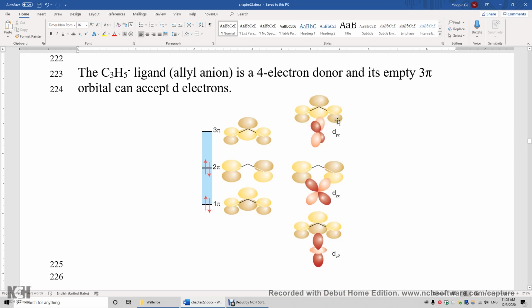All right, so this is constructive interference, the pink and this yellow, also constructive interference. Both have a negative phase. These 3 lobes all have a positive phase, so also constructive interference. Electrons can flow from this dyz orbital to this 3 pi orbital.